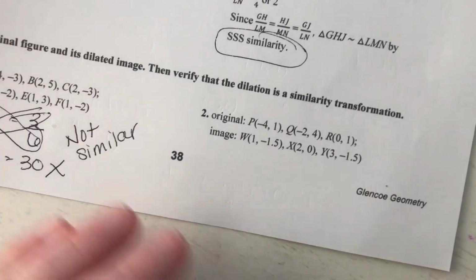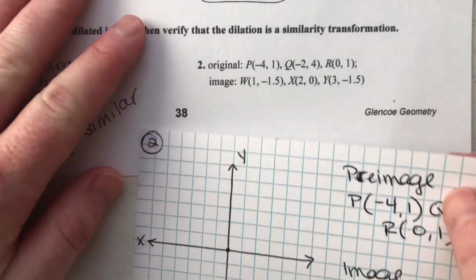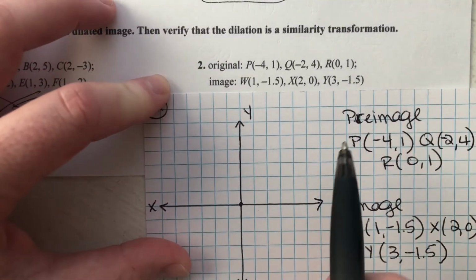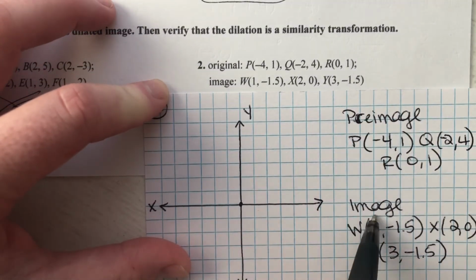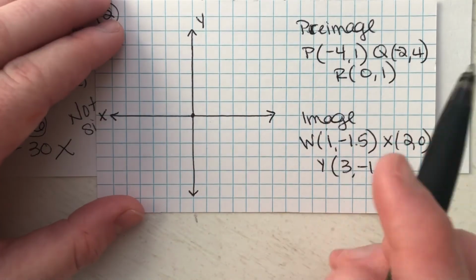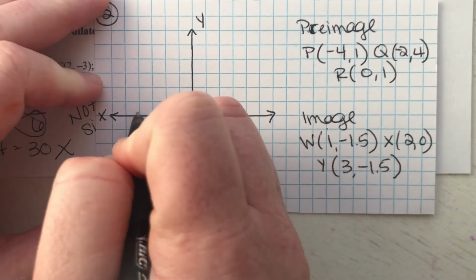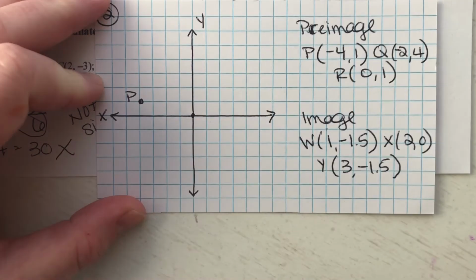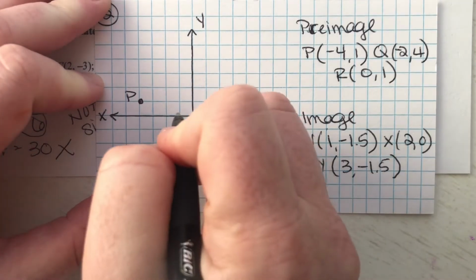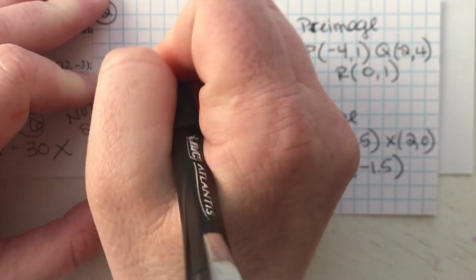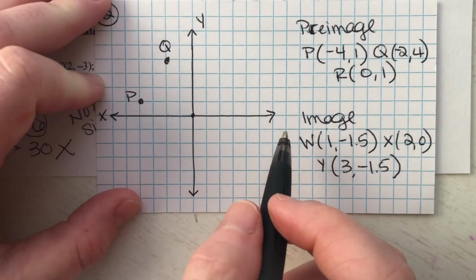All right, and then let's do the other one here. Drew that one out as well. So I did pre-image over image. It's original over new, right? So let's go ahead and graph those. P is -4, 1. Q, -2, 4. And R, 0, 1.